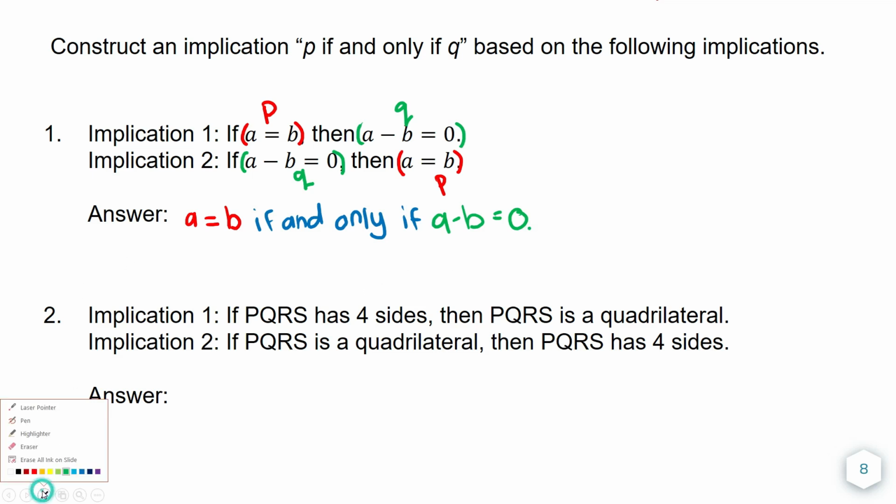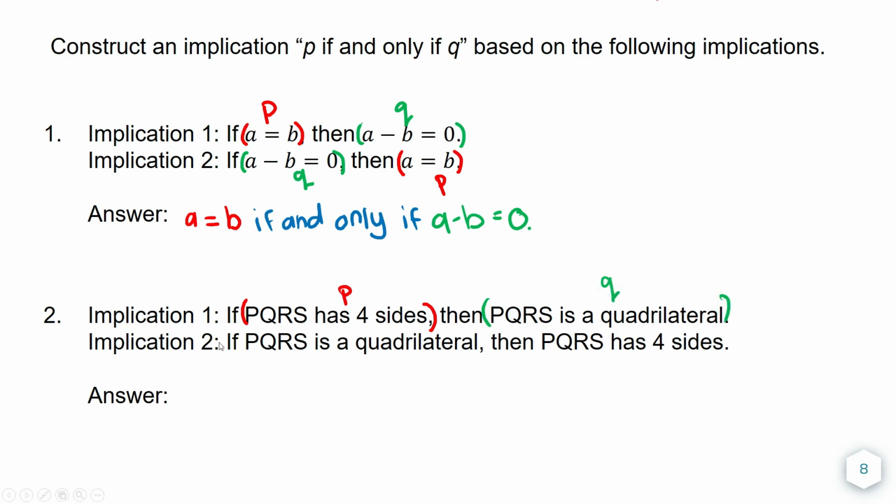For the second question, implication 1: if PQRS has 4 sides, then PQRS is a quadrilateral. Which one is P and which one is Q? P is PQRS has 4 sides. Yes. Q is PQRS is a quadrilateral. Yes, correct. This is P, and then this is Q.